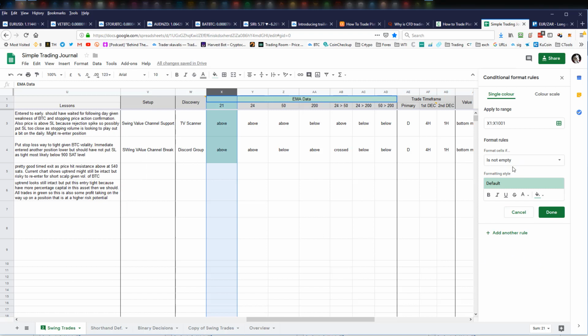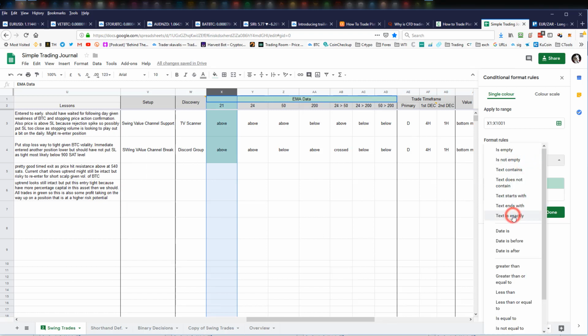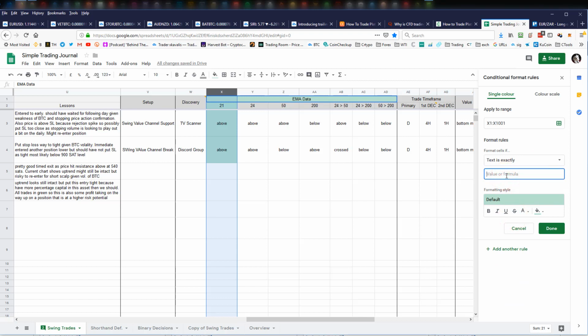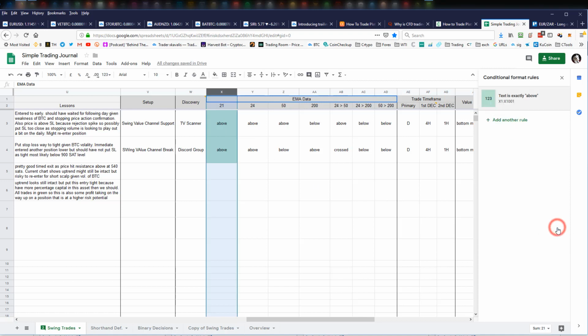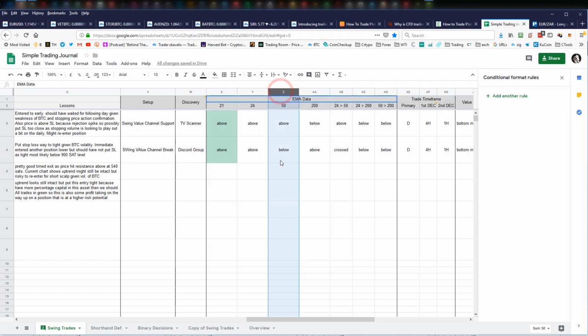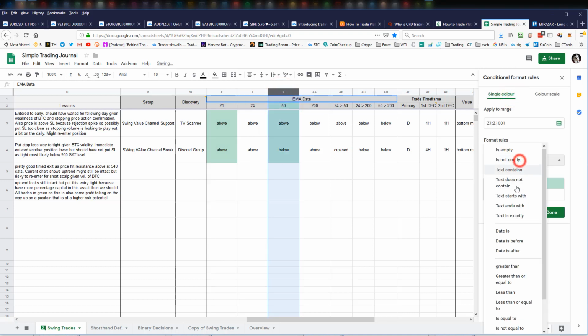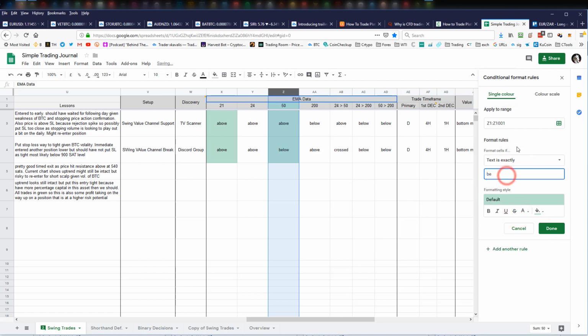For instance, we can say if text is exactly, and this is why you want to use the same text throughout, "above," meaning it's above the 21, we want it to paint green. Now let's go to the one that has "below." We just add another rule and say, is text exactly "below"? I'm sure you get it by now. And then we want to make it red.